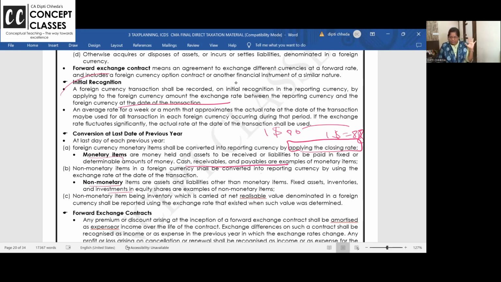I have purchased a fixed asset, $1 at 80 rupees. Now in March, even if the dollar is 88, I don't bother, because I have not purchased the fixed asset with the intention to sell it. Is this clear to all of you?